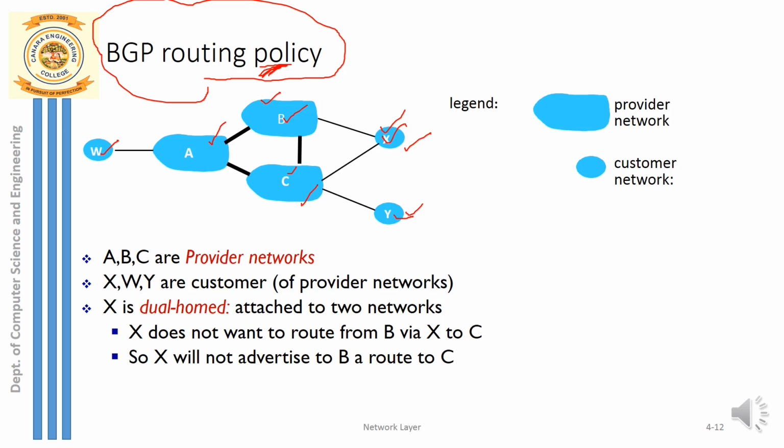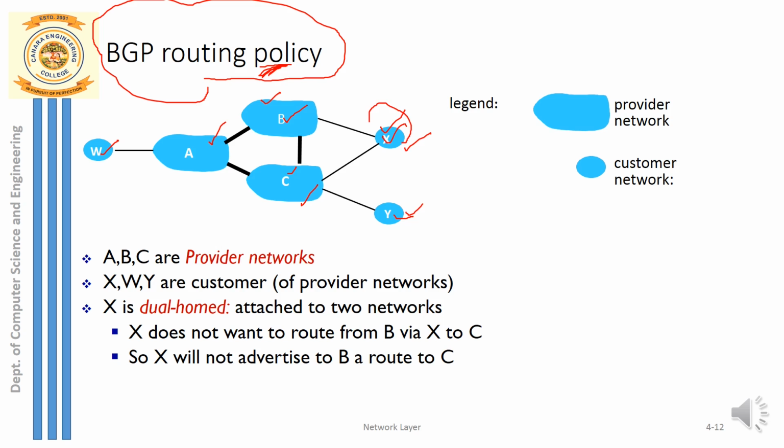Whereas A provider network has also one customer, and that customer is W. And you can see all A, B, C are the providers which are interconnected with each other. So here, what is the policy that has to be maintained in order to send the packets across the autonomous system? Or let's take an example over here.